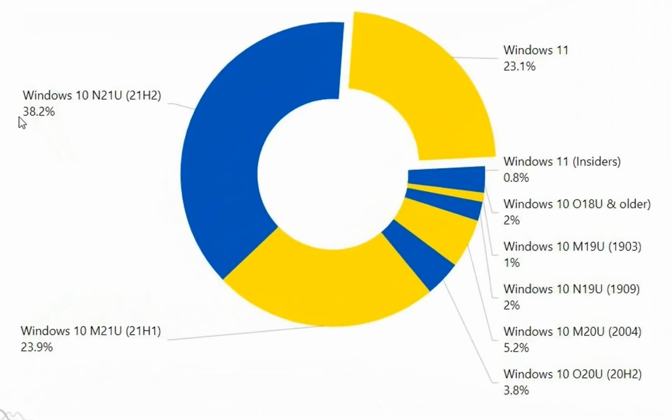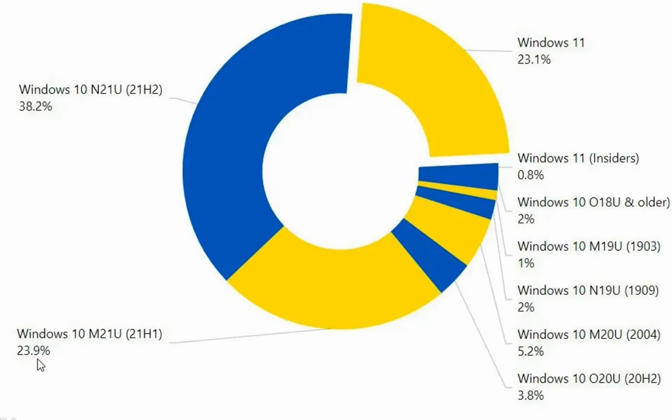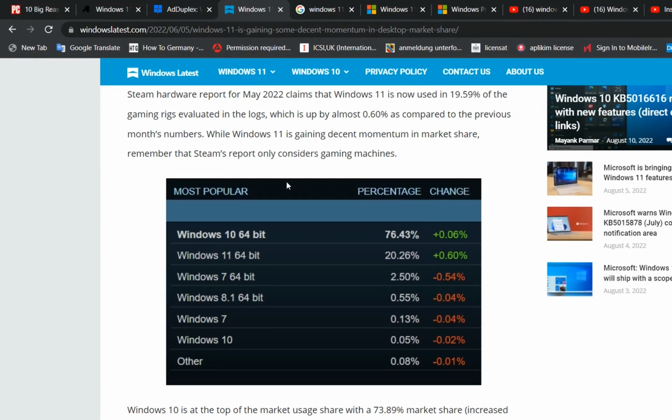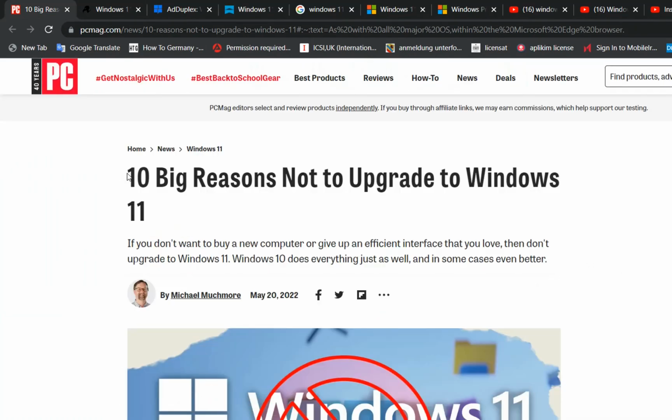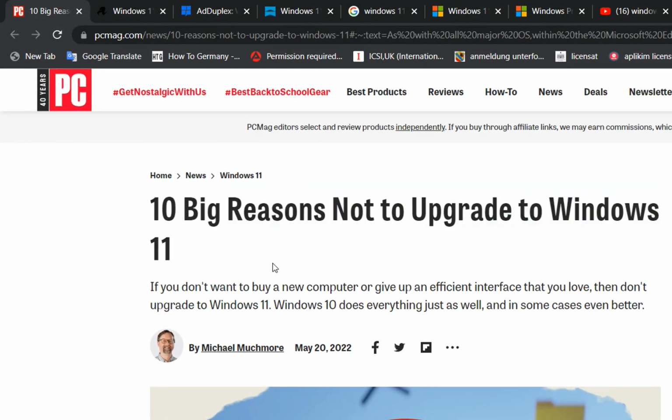According to the latest statistics, Windows 11 is installed at around 23% of Windows devices, and Windows 10 is installed at around 75% of them. We can see a big gap between those two operating systems.